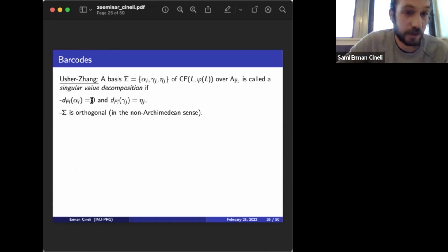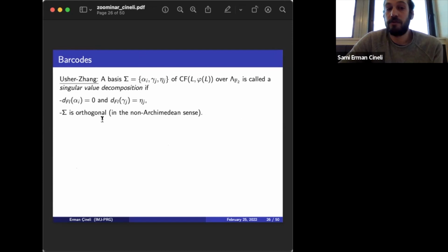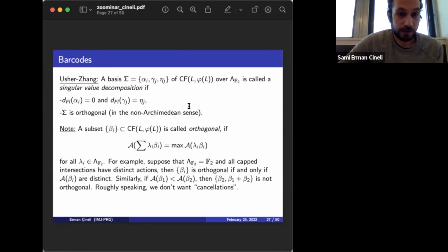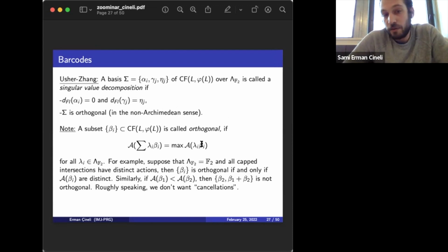Now a definition by Ashraf and Zhang. A lambda basis for our complex is called a singular value decomposition if, under the differential, alpha i goes to 0 and gamma j goes to eta j. And we also require that sigma is orthogonal in the non-Archimedean sense. Let me recall what orthogonal means. A finite subset of the complex is called orthogonal if for every linear combination, the action is equal to the maximal action of the summands.